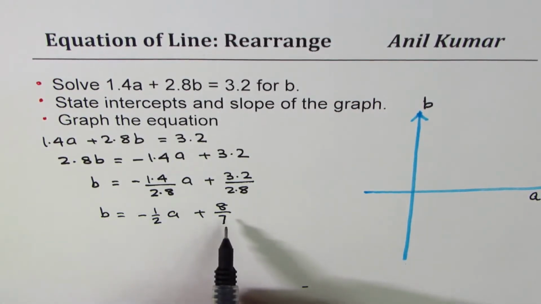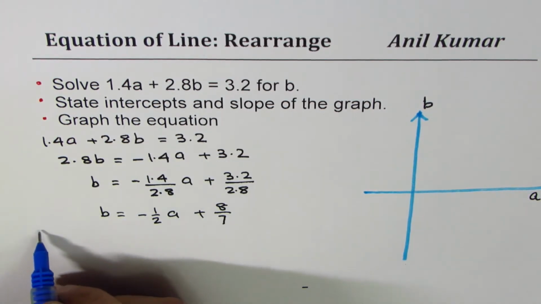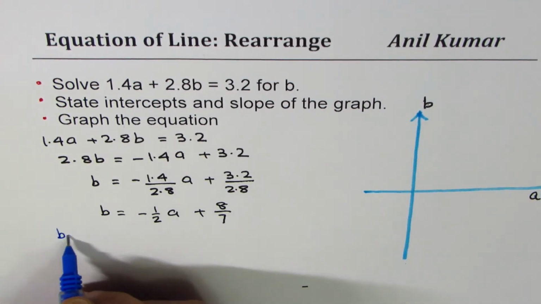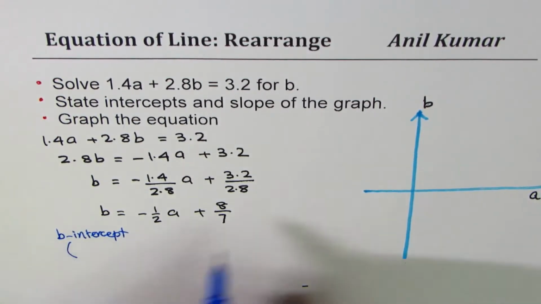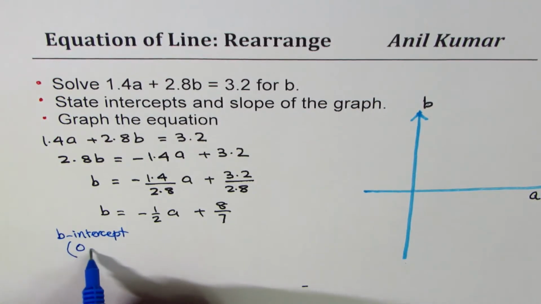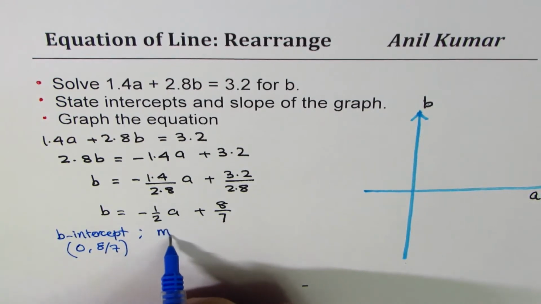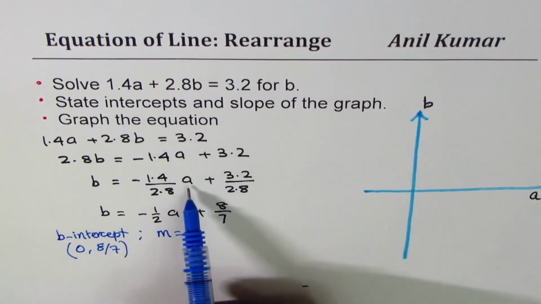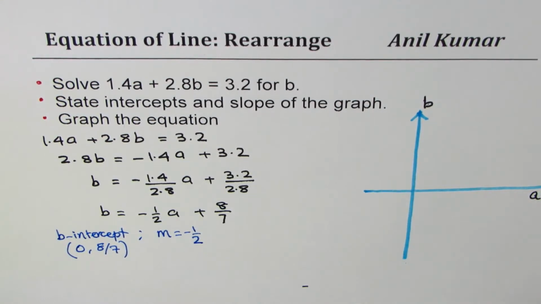So what we will do here is we'll find both intercepts. So let me write down what we have. We have y-intercept. I should say now y-intercept will be called b-intercept, right? So we have b-intercept as 0, 8 over 7, and we also have slope m equals minus half, correct? We need to find the a-intercept, which is normally called x-intercept. So let's find what a-intercept is.